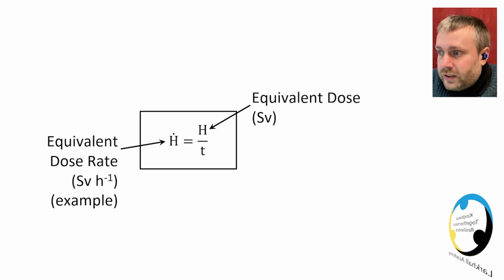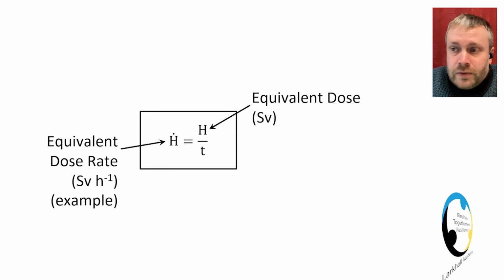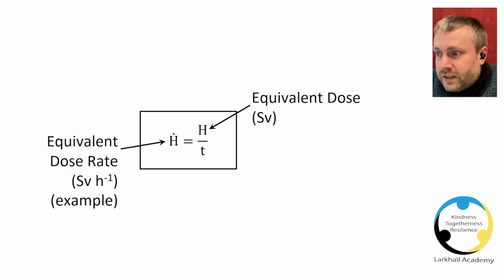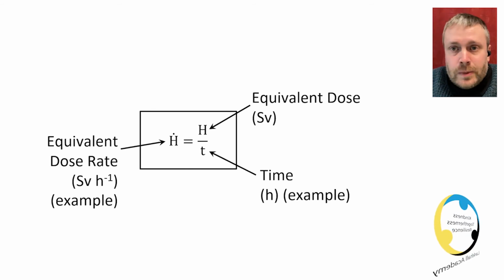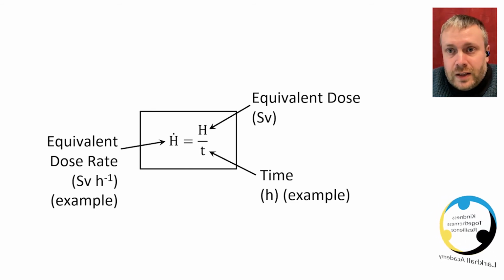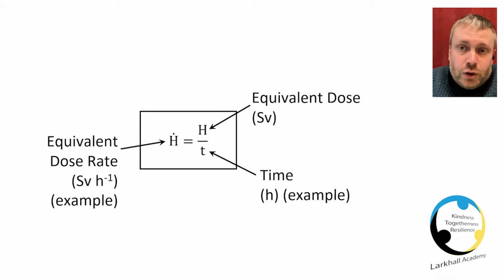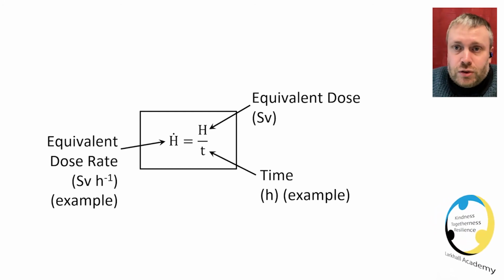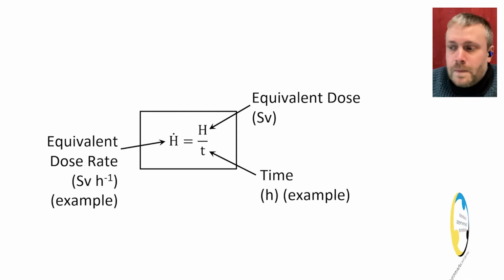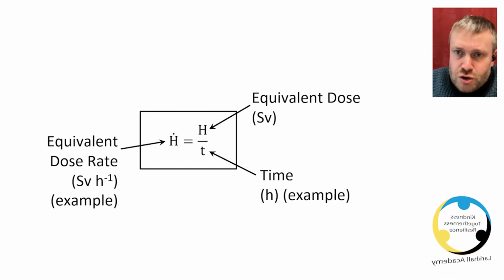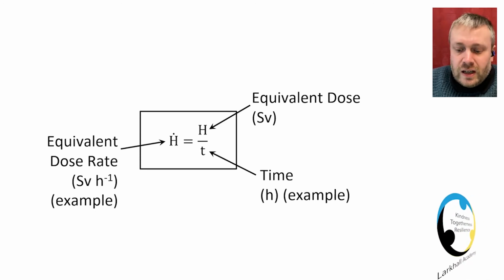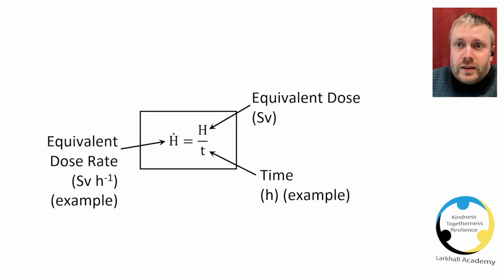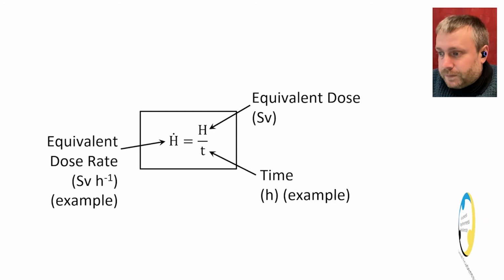Here we've got our equivalent dose. This is what we've calculated in the first part of this lesson, measured in sieverts. And of course we've got our time here. I've just kept this as hours just to keep it matching up with what I gave in the example for the equivalent dose rate. However, that could be seconds, minutes, years, or milliseconds, whatever you've measured it in, that's absolutely fine. We don't need to convert it just for this example. Every other example you're going to come across, more than likely you're going to have to convert that to seconds.